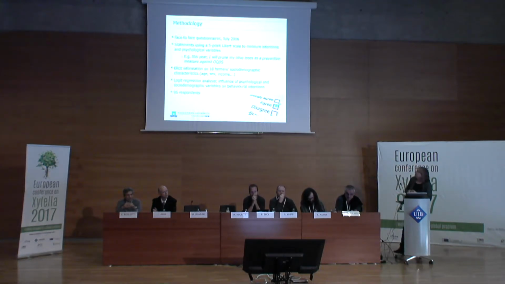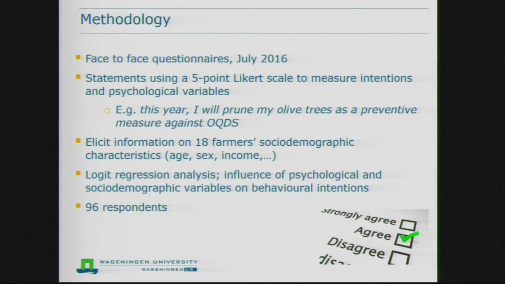Well, face-to-face questionnaires were applied to obtain the required information with respect to the intention levels, the psychological variables, as well as the socio-demographic variables or characteristics. Particular statements were used to measure the intention level as well as the psychological variables by asking growers to rate the statement on a 5-point Likert scale. So, for instance, here's an example of a statement to assess the intention with respect to pruning as a preventive measure. Growers indicated whether they agreed, strongly agreed, disagreed, or strongly disagreed with this statement.